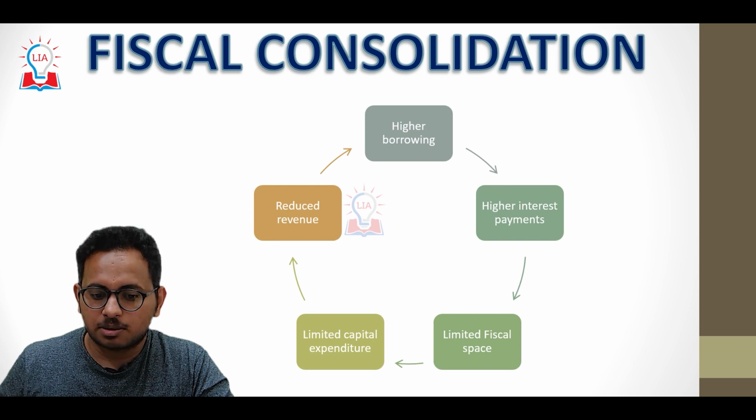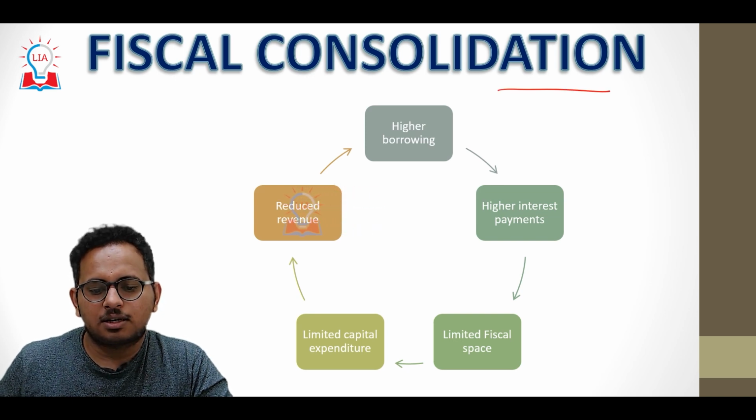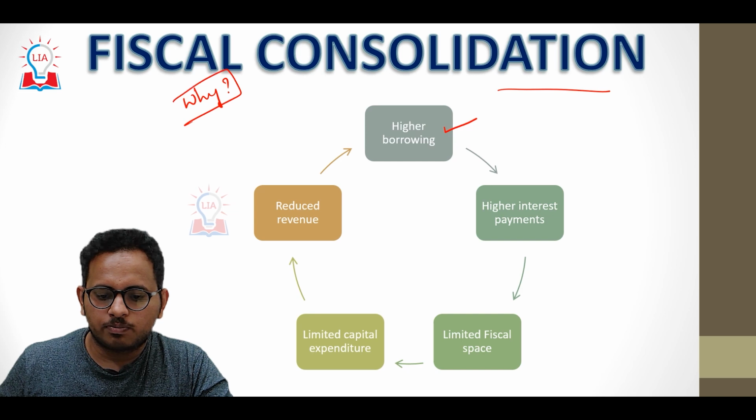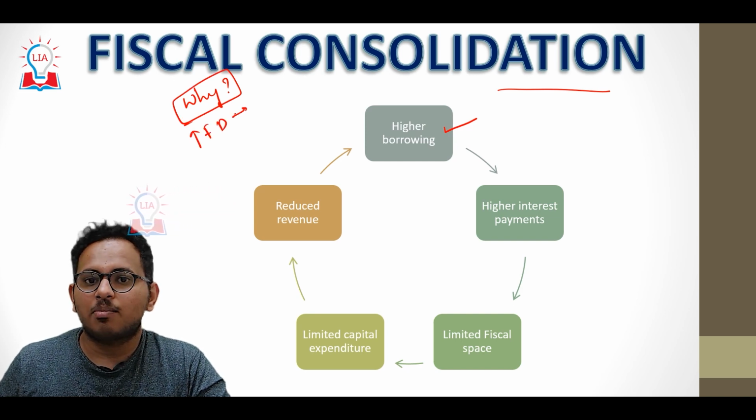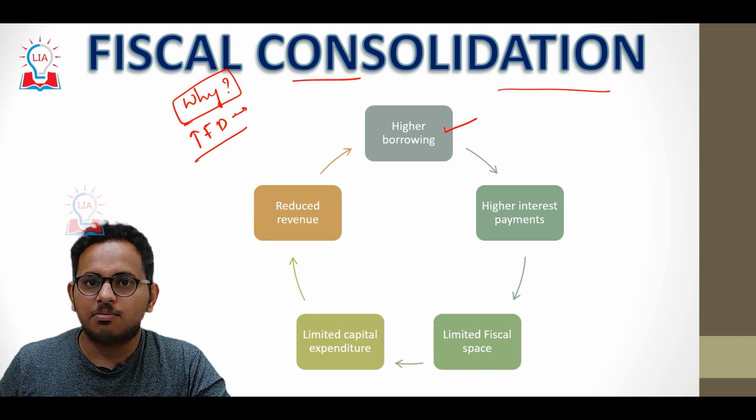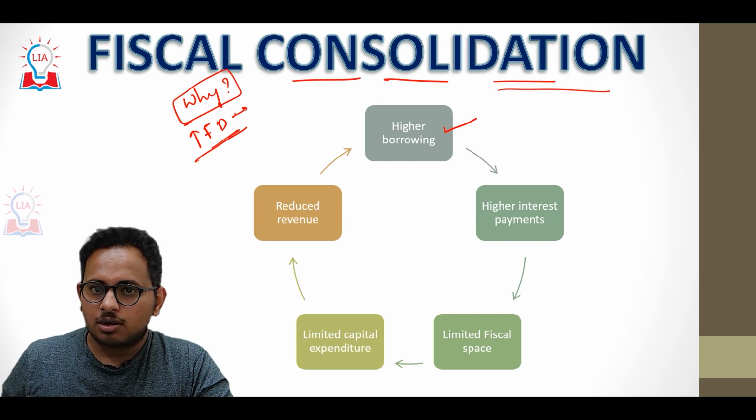Then let's go deeper into what is fiscal consolidation that we have discussed. Higher borrowing. Why do we need fiscal consolidation first? Because higher fiscal deficit is detrimental to growth. Okay, remember this. Fiscal consolidation is required because higher fiscal deficit is detrimental to growth.